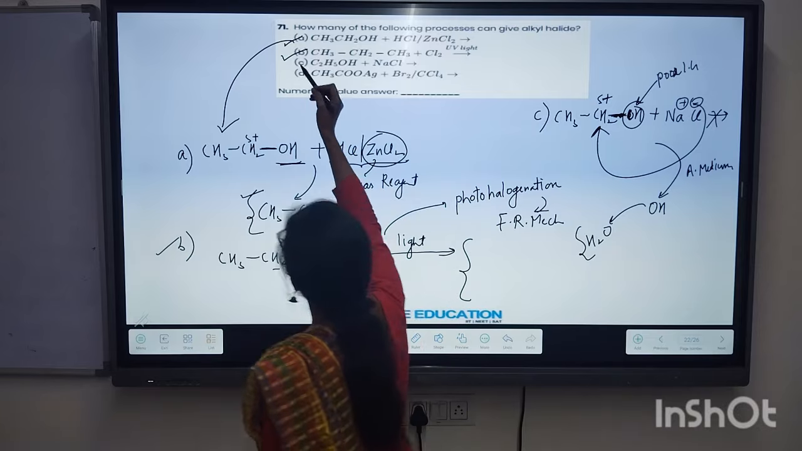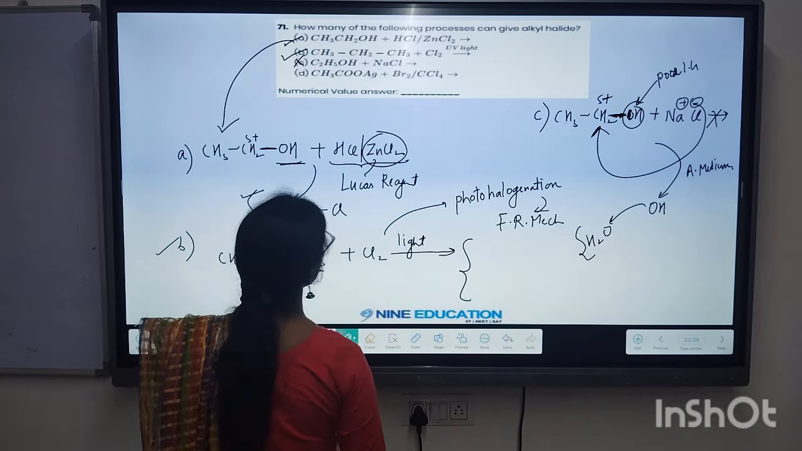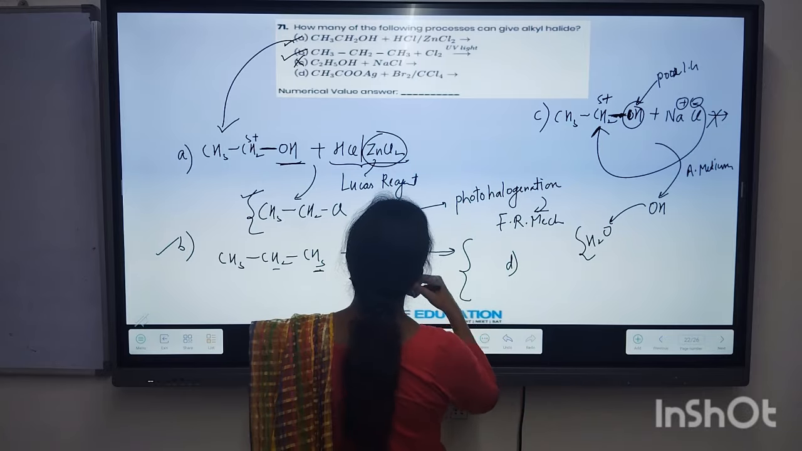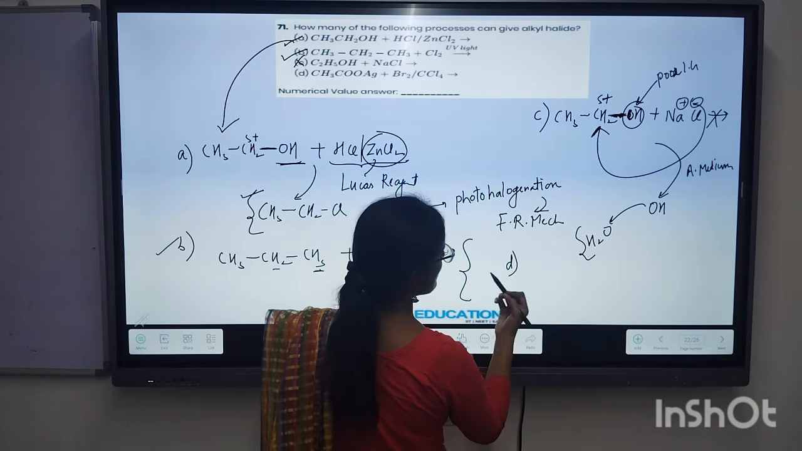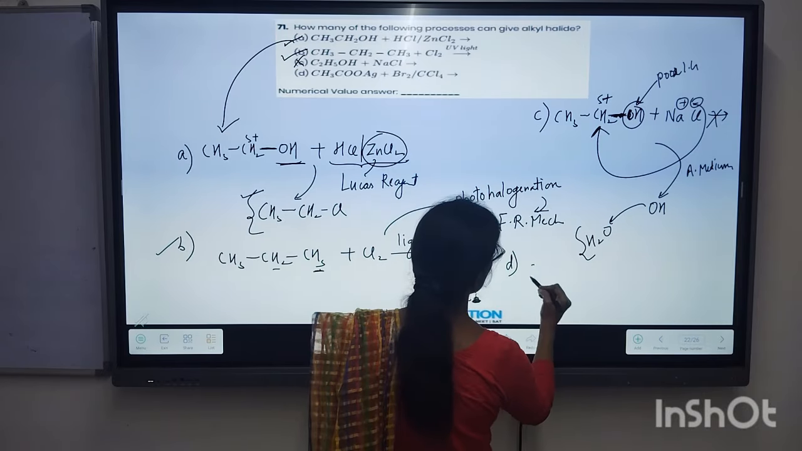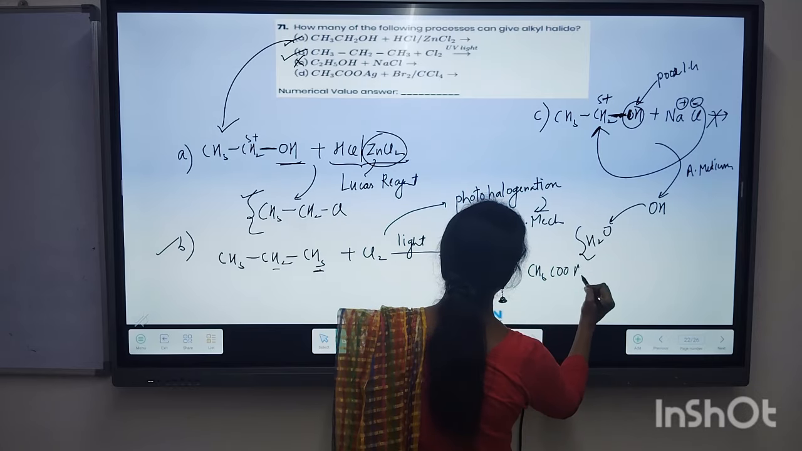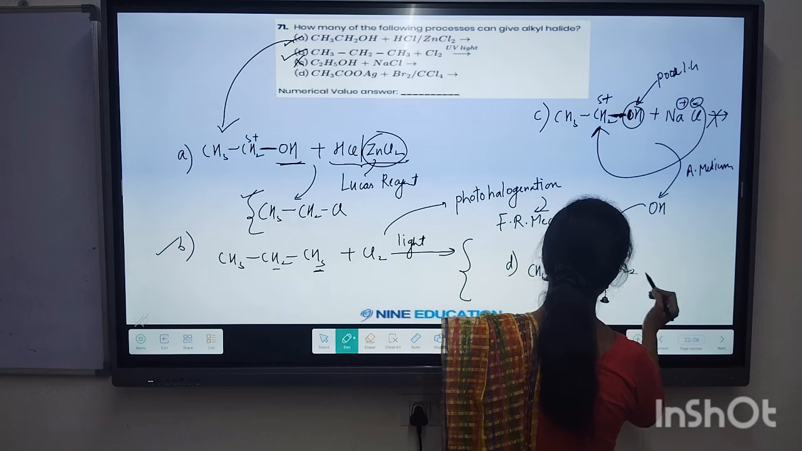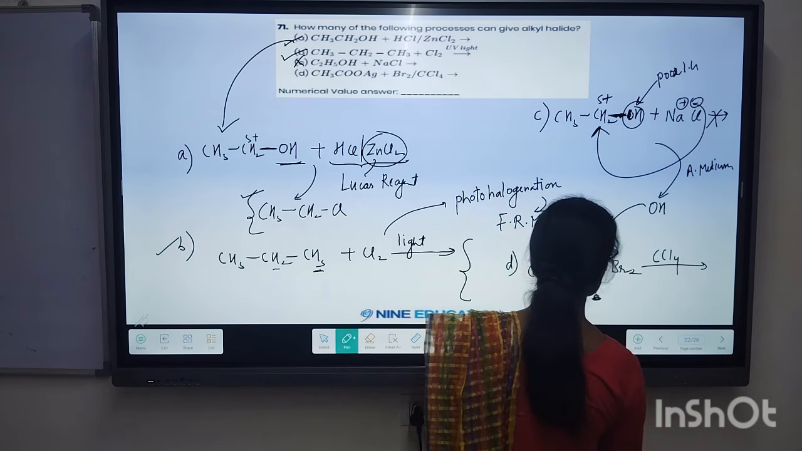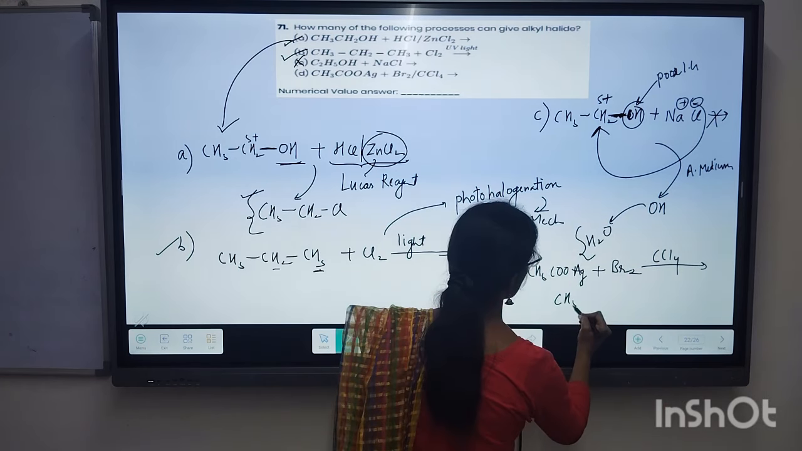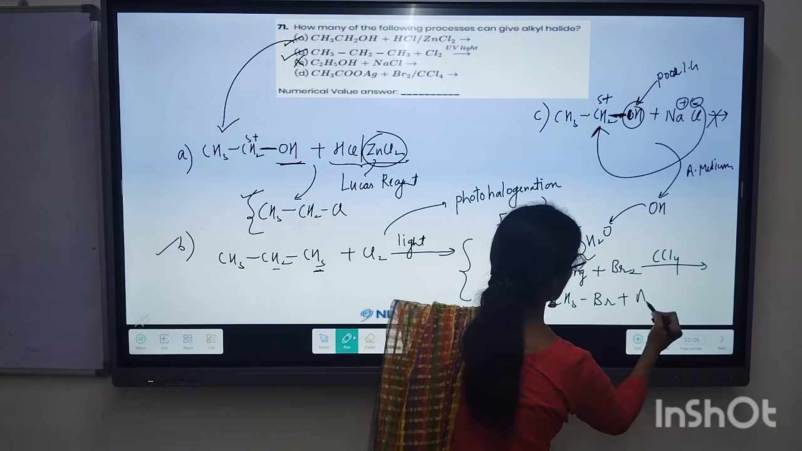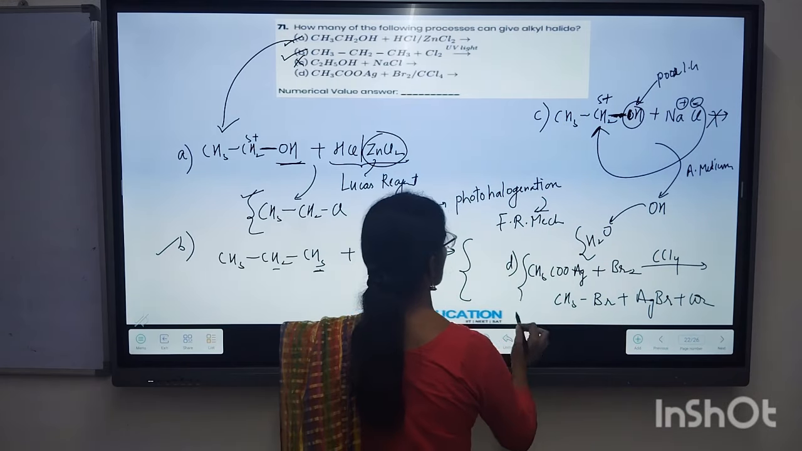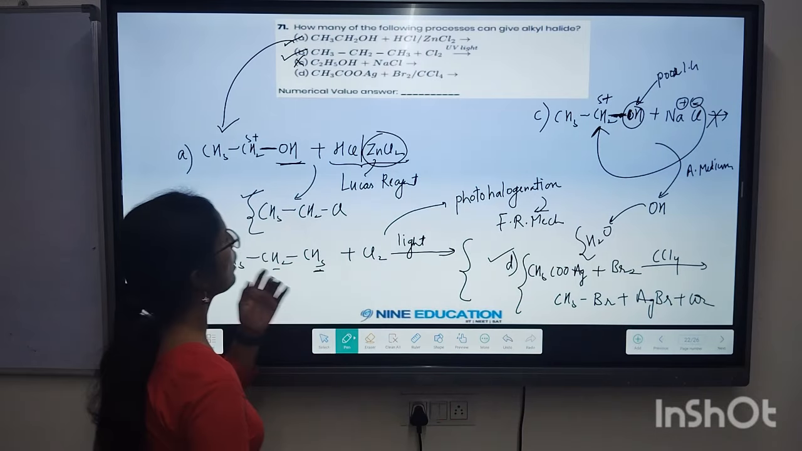So the C option won't be giving alkyl halide. Coming to the D option, we have CH3COOAg plus Br2 in CCl4. It's the Borodin-Hunsdiecker reaction. It is also a name reaction given in the syllabus, so ultimately it will give us alkyl halide. Br2 in the presence of CCl4 as a solvent also follows a free radical mechanism and gives us CH3Br plus AgBr plus CO2. So this D option would also be counted.